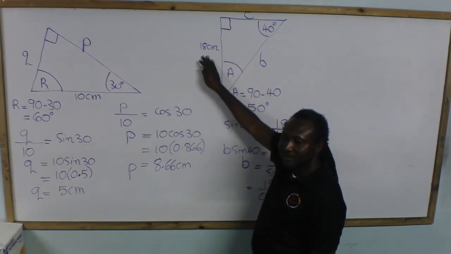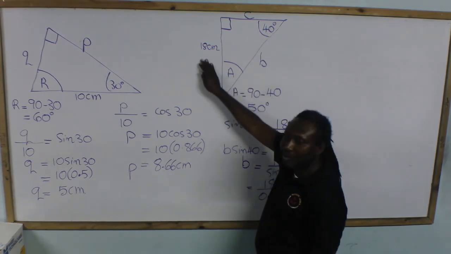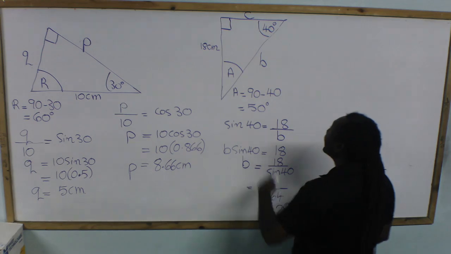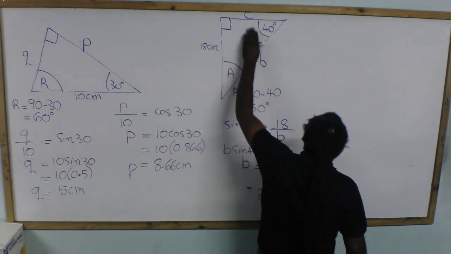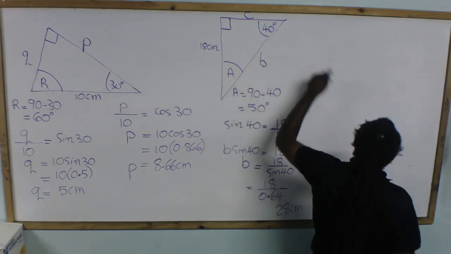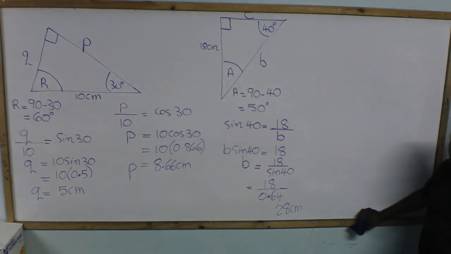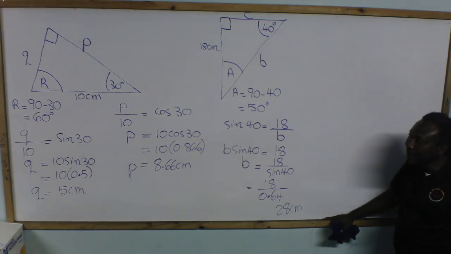Relative to 40 degrees, 18 is what? Opposite. We are attempting to find C, and its position relative to the one that we know is what? Which trig ratio has opposite and adjacent? Tangent. And tangent is equal to what?